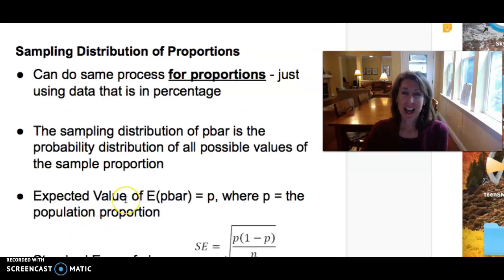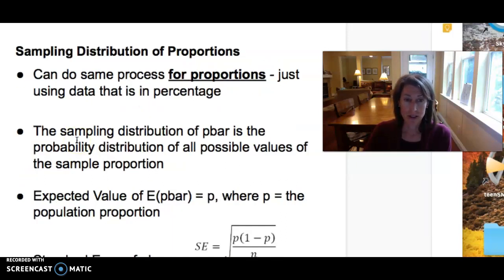Okay, last thing, we can also do this for proportions. So a mean is an actual data point that's not in a percentage term, but we could do this for a proportion, which is just a percentage. We had these same types of differentiations when we were calculating standard deviation. We would do it for the actual data, and then we would do it for percentages. So here we can do the same process for proportions.